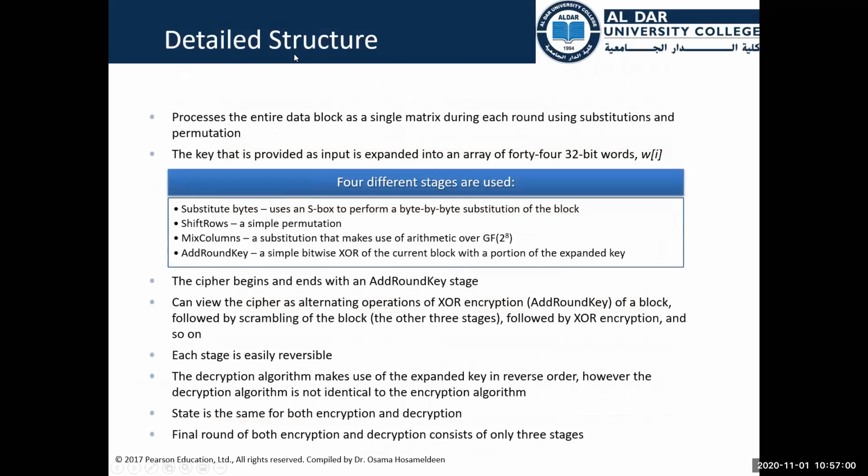And here, the detailed structure. Please pay attention to this slide because it contains the internal detail of each round. The detailed structure is talking about the algorithm in detail. This slide is very important because it explains the algorithm in detail. So here we process the entire data block as a single matrix during each round using substitutions and permutation. We are not dealing with the block as in a Feistel cipher, which, as I told you, is divided into two parts, but it is an entire data block. We are dealing with the entire data block.